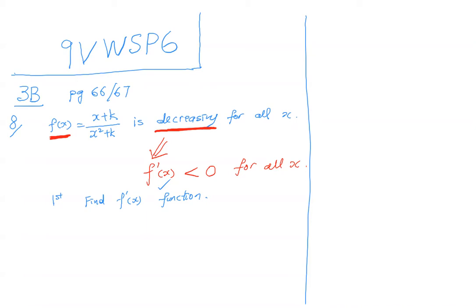You get me? So now everyone get the f prime x function first. You should be able to get it by using quotient rule. Hurry up.